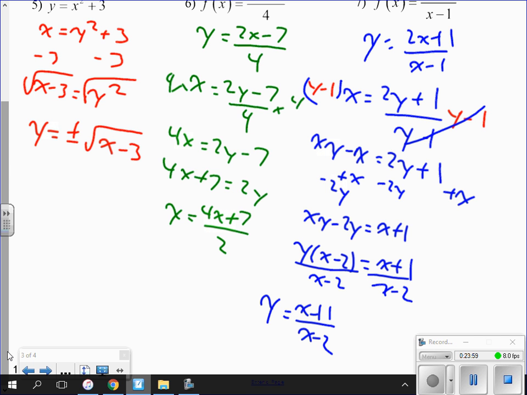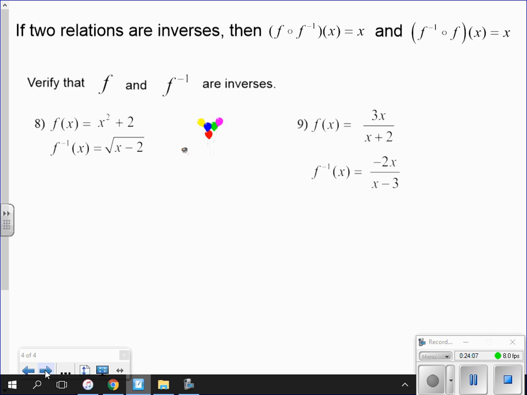Okay? Questions on that. Now, the last part of our notes for today goes back to what we were doing yesterday. If two relationships are inverses of each other, then F composed of F inverse of X equals X, and F inverse composed of F equals X. Remember when we did this yesterday and we had F of G and G of F and had to show that they were both equal to X? That's proving that they are inverses. And yes, you need to do both of them. You can't just do one composition and call it good. You need to do both compositions and prove that both are equal to X.